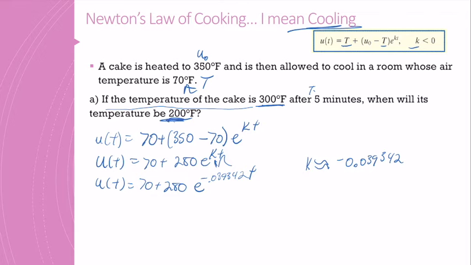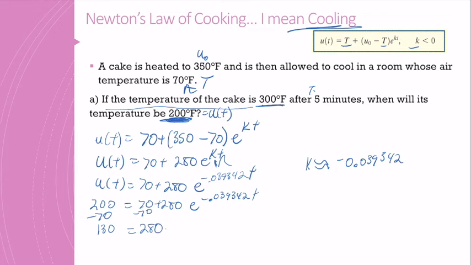Now, I want to know after how long will my temperature be 200. So I have 200 equals 70 plus 280 e to the negative 0.039342 t. Well, I go ahead and I subtract 70 from both sides. That gives me 130 equals 280 e to the negative 0.039342 t. I divide both sides by 280 to get that e all by itself, because it has to be all by itself before I can take the natural log of both sides.